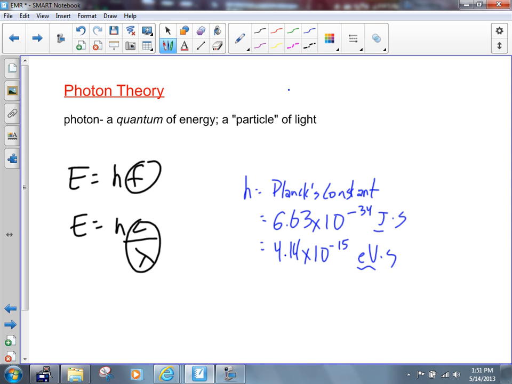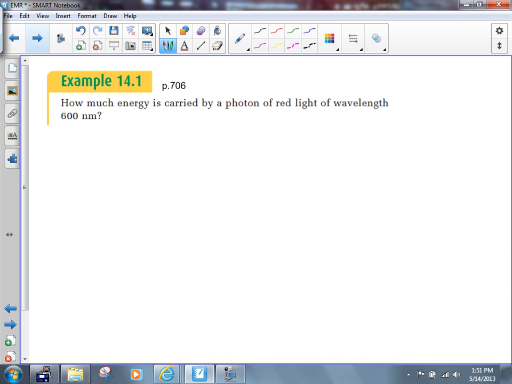Now, which one do we use? Usually it's whatever one's convenient. There's going to be a few times when we can't use one or the other, and we'll talk about that as we encounter them. But for now, we're going to use whichever one's convenient. We're going to do 3 example problems here today.